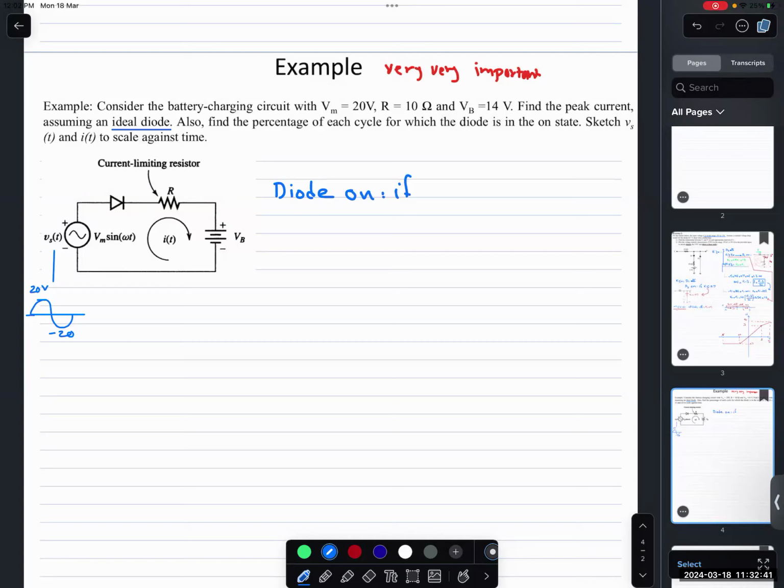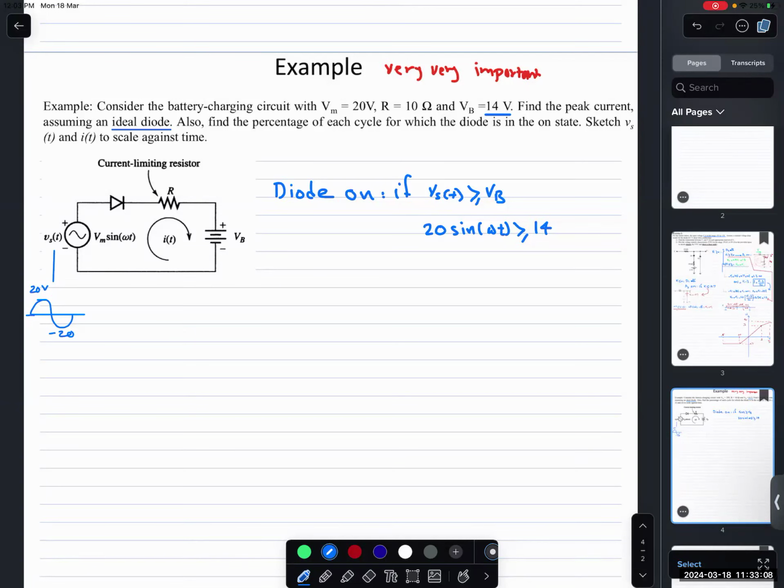The diode is on if VS(t), sinusoidal, which changes from 0 to 20 and then also negative, is bigger than VB. Specifically, if VS(t) = 20 sin(omega t) is bigger than VB, which is 14.